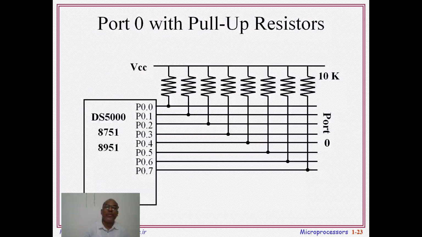This is port 0 with pull-up resistor. In this we can use 8751, 89C51 or 8951. These 8 port pins P0.0 to P0.7 we can connect like this.